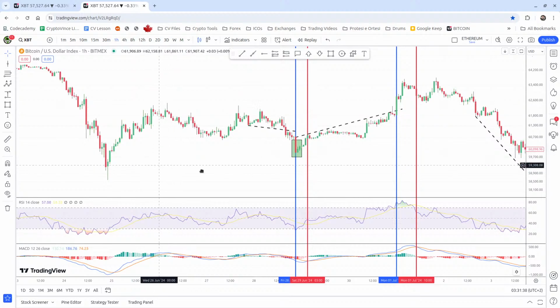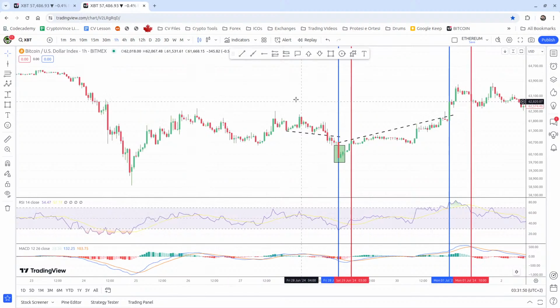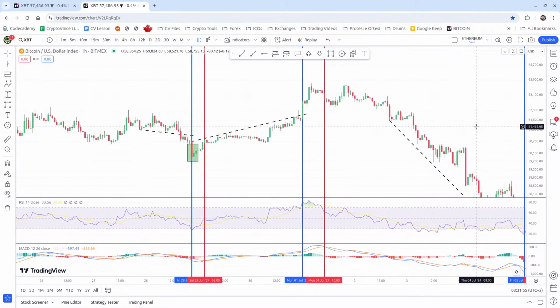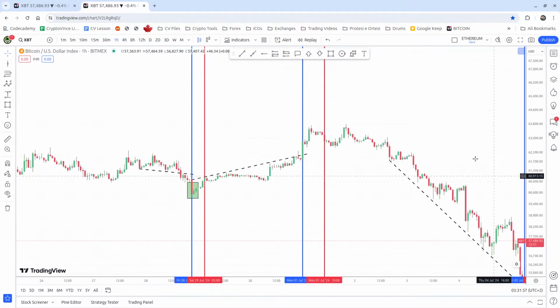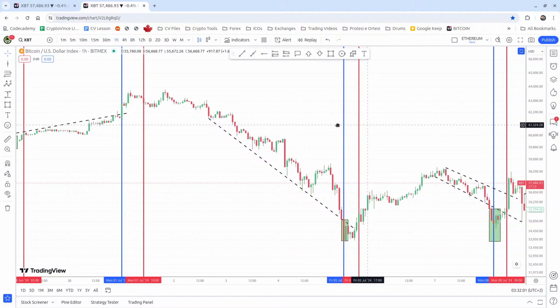Here it didn't happen. Here we have just a downtrend. Here we have an uptrend. Here we have a downtrend. It didn't happen. So I don't know. You guys can play with this and let me know what you think. Come in the chat and let me know if you can spot this pattern even before. I think it looks cool.